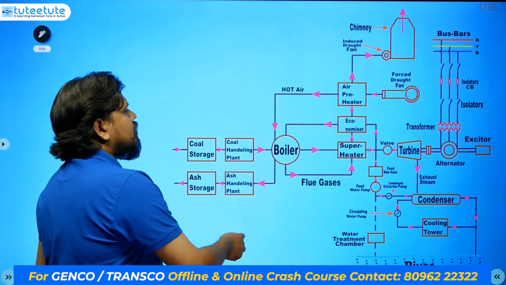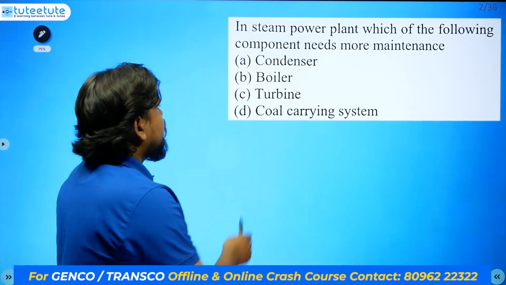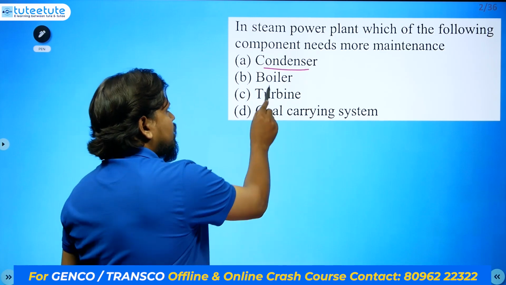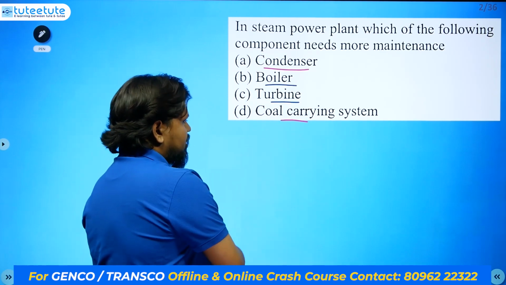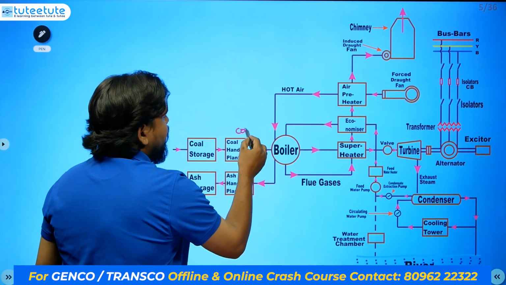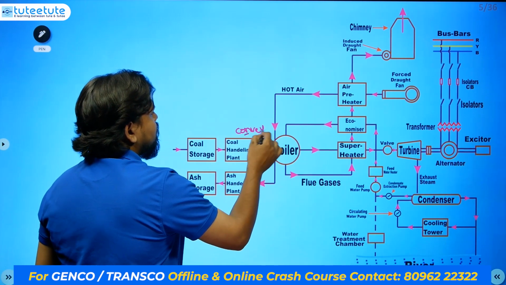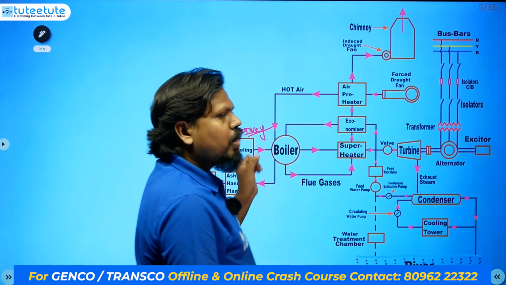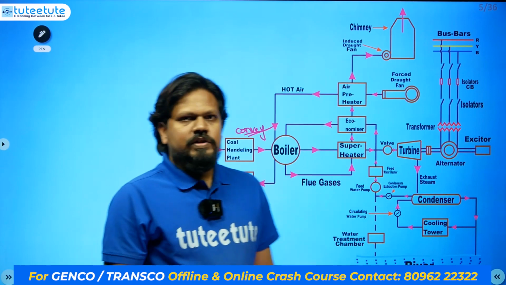So what they are asking is which part needs more maintenance: condenser, boiler, turbine, coal carrying system. Let's see what these things are. Coal carrying system means conveyor belts will be there. Those conveyor belts are mechanical components here, so they have only fixed work. That is the first one.